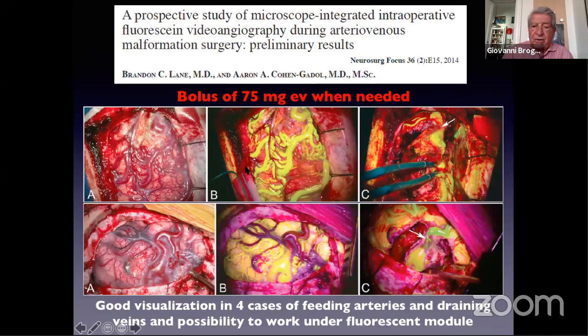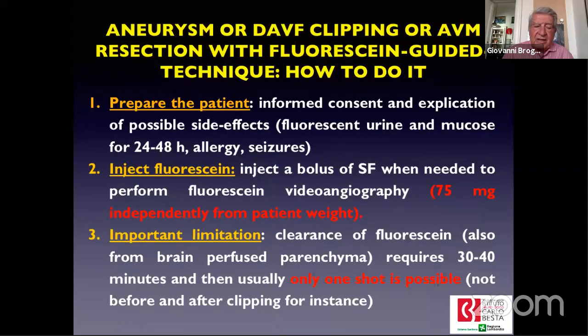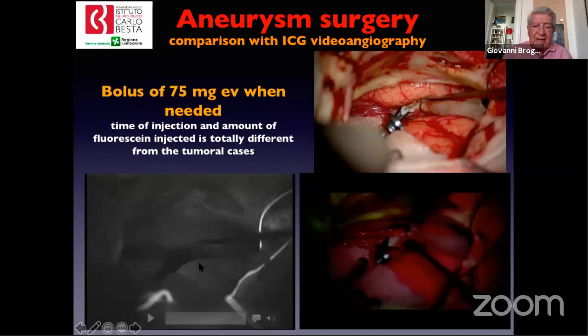Cohen Gadol was the first one to use this video angiography, and some other friends from Japan did it in a similar way. The very important thing is that you can do this fluoroangiography only one time, while ICG you can repeat 3 or 4 times during the surgery. This one is only one shot. So that is the important limit.